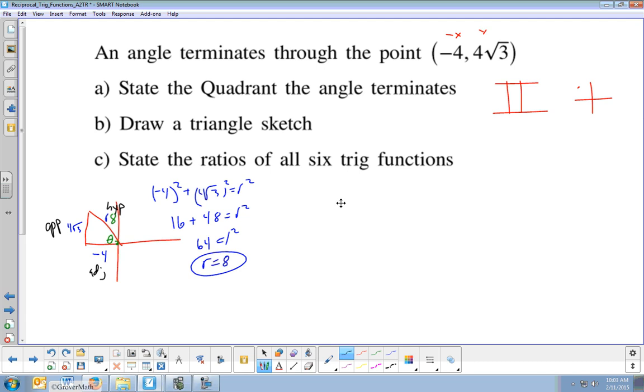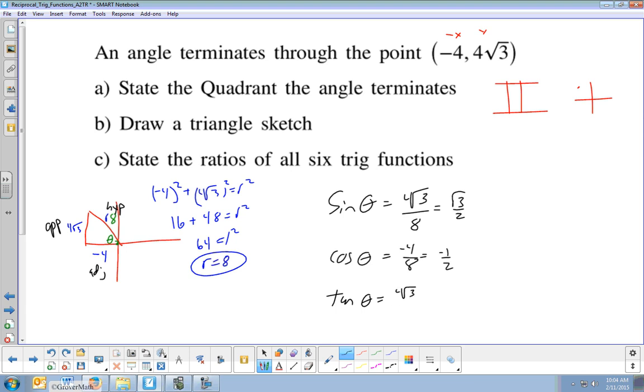All right, so list all 6 functions. Well, first we'll start with the basic ones. Sine theta is opposite over hypotenuse, so that would be 4√3 over 8, which I can simplify, the 4 over 8, so we'll say √3 over 2. Cosine theta, adjacent over hypotenuse, is -4 over 8, and that reduces down to -1/2. And tangent theta is opposite over adjacent, so that would be 4√3 over -4, which I can simplify to simply be negative √3. Simplify 4 over -4 to be -1. So those are my 3 basic ones.